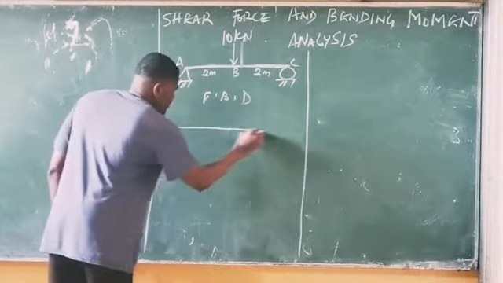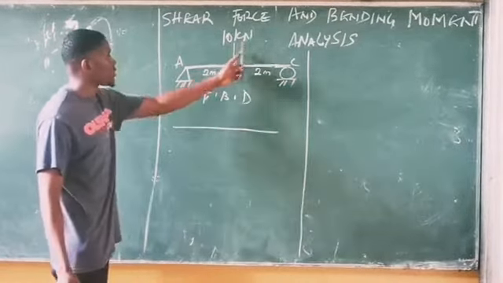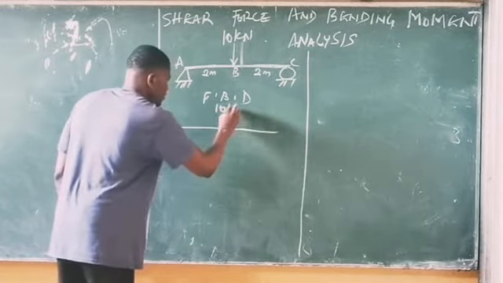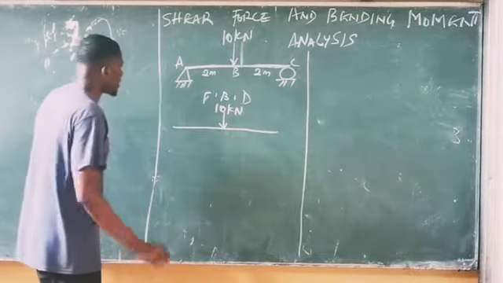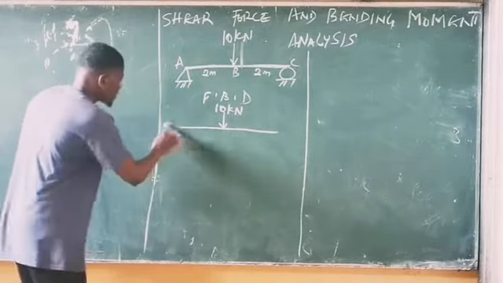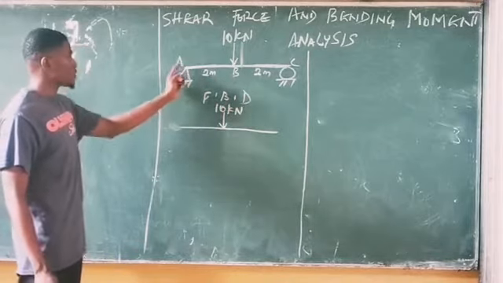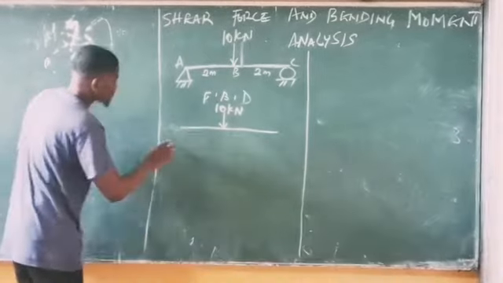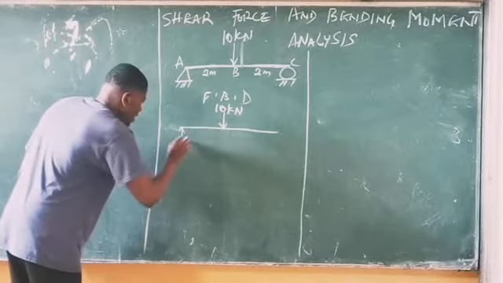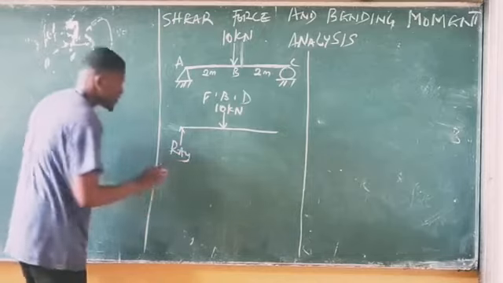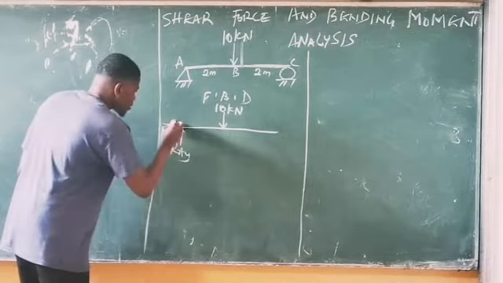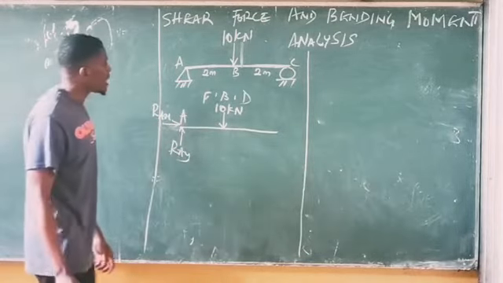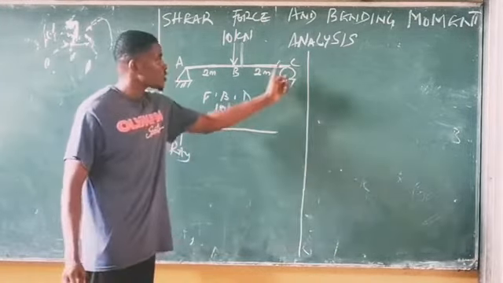So we break down the beam. On the beam we have a 10 kilonewtons force at the middle of the beam. At point A, we recognize that this is a pin. And for a pin support, we always have a vertical and horizontal reaction. So in place of A, we'll now use this RAY, vertical reaction, and then horizontal reaction RAX, all at point A.